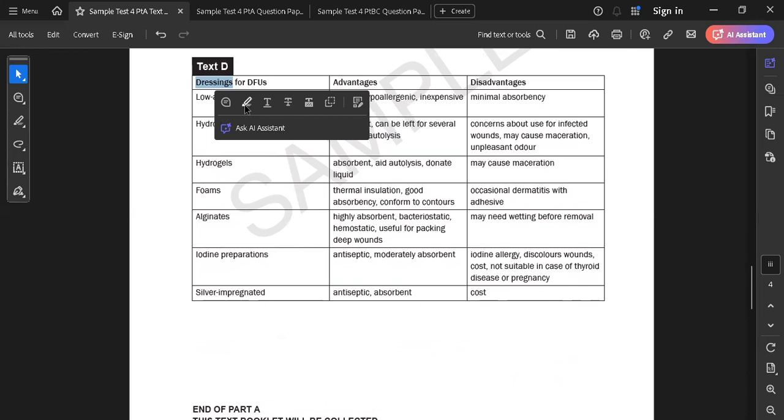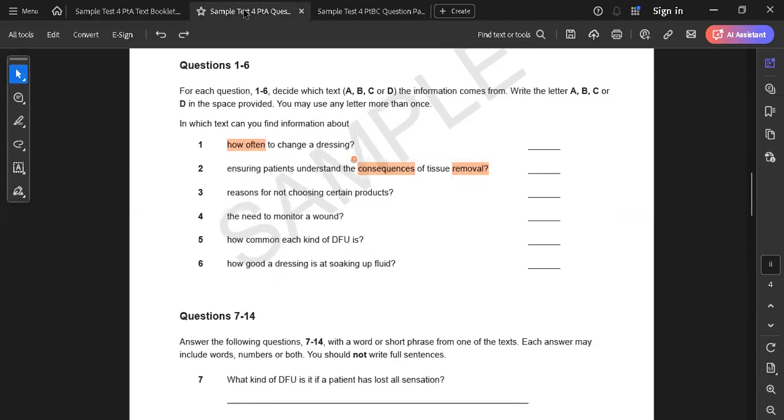It means you became too quick to decide the answer without reading the complete question. So what's your first mistake? That you don't understand the question completely. You are just matching words to words: you have seen the word dressing here and the word dressing there, and you simply matched it with D without checking whether there is anything about how often.